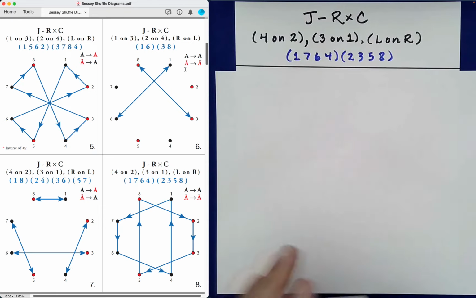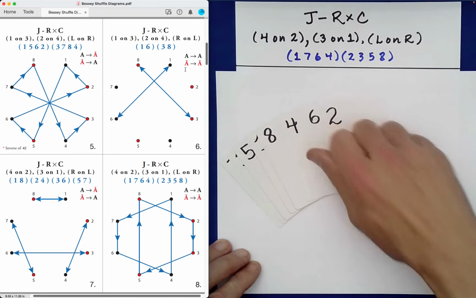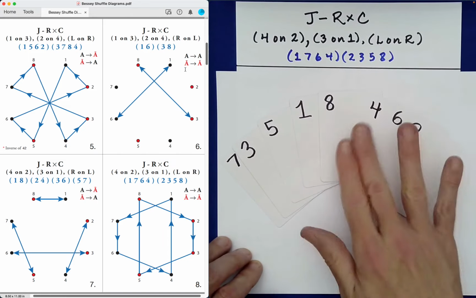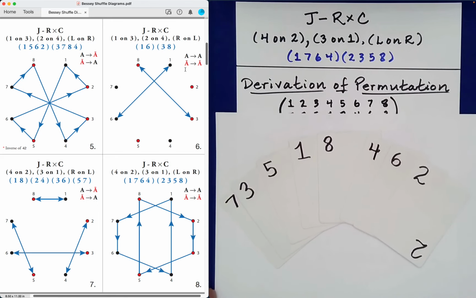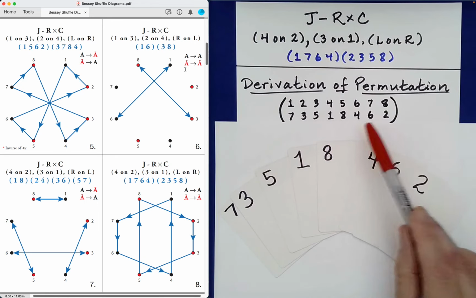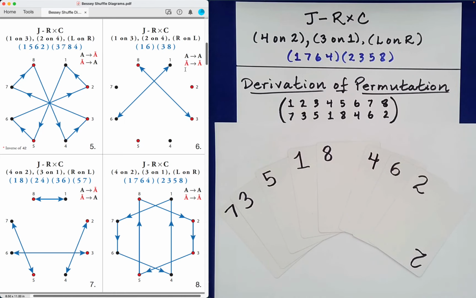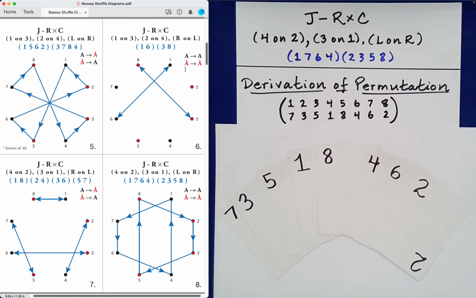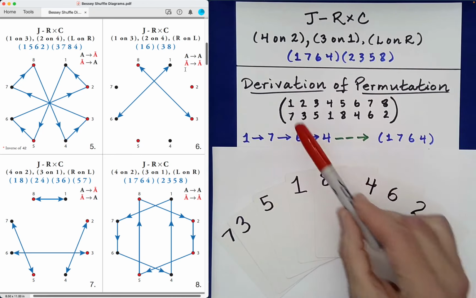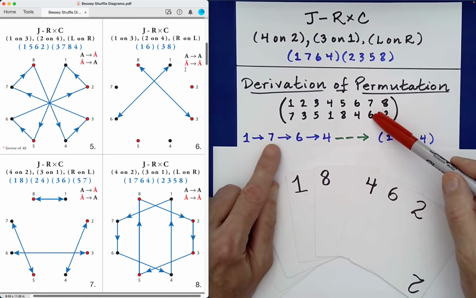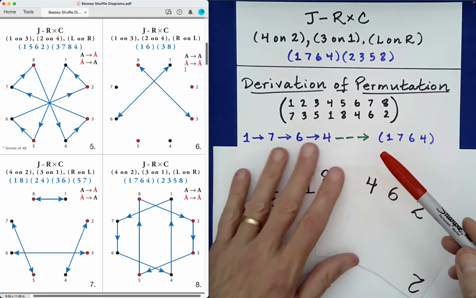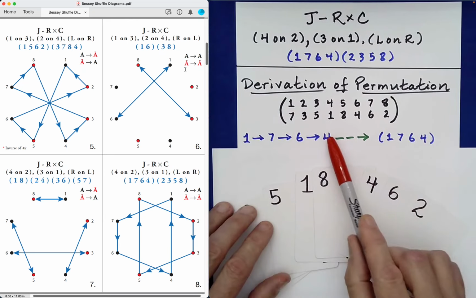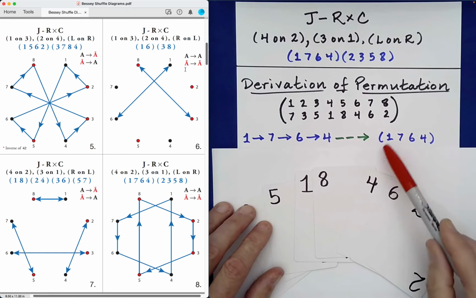Okay, so what is the new ordering of the cards? Well, here it is. 7, 3, 5, 1, 8, 4, 6, 2. That is the new ordering. This 2-line representation for the permutation can also be written in cycle notation as follows. 1 goes to 7, 7 goes to 6, 6 goes to 4, and 4 goes to 1. Looks like I left that off. 4 wraps around to 1. So we get 1, 7, 6, 4.